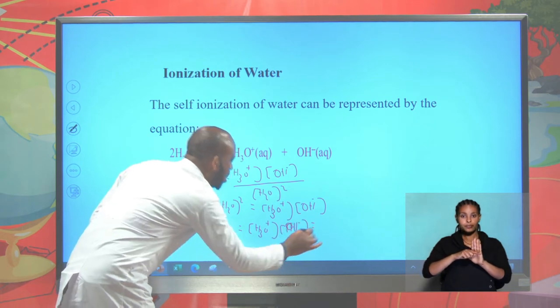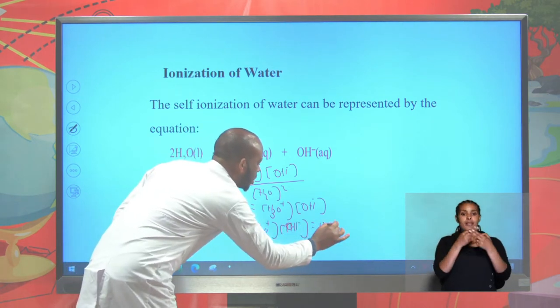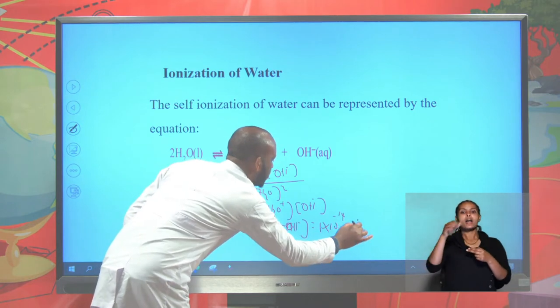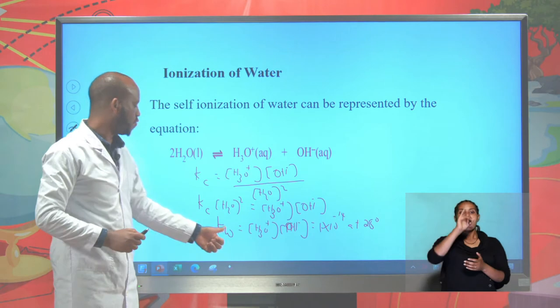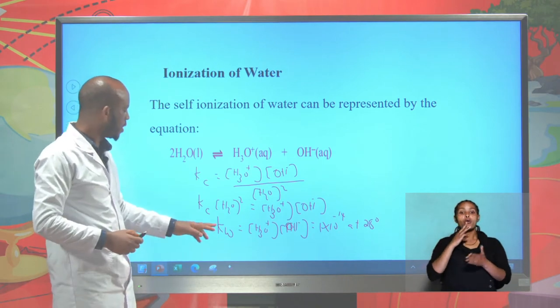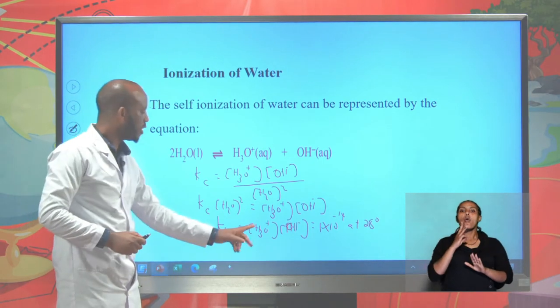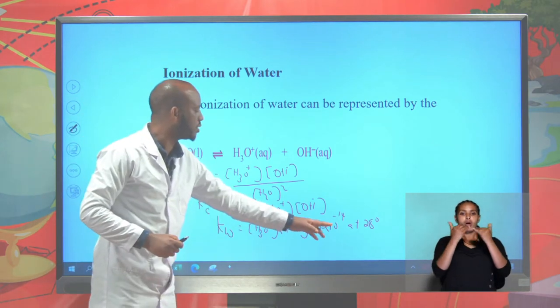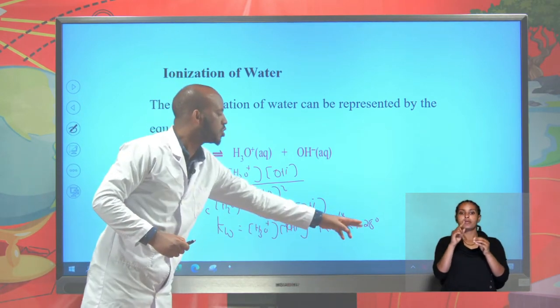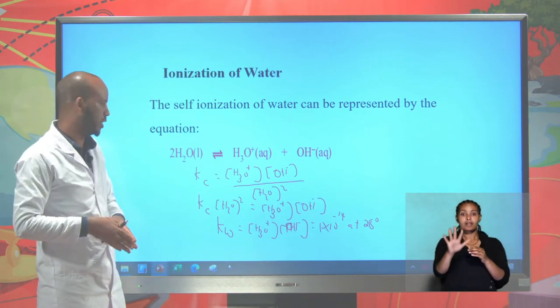OH minus equals 1 times 10 raised to minus 14 at 25 degrees centigrade. The ion product of water, denoted by the symbol K water, equals hydronium ion concentration times OH minus concentration equals 1 times 10 raised to minus 14 at 25 degrees centigrade.